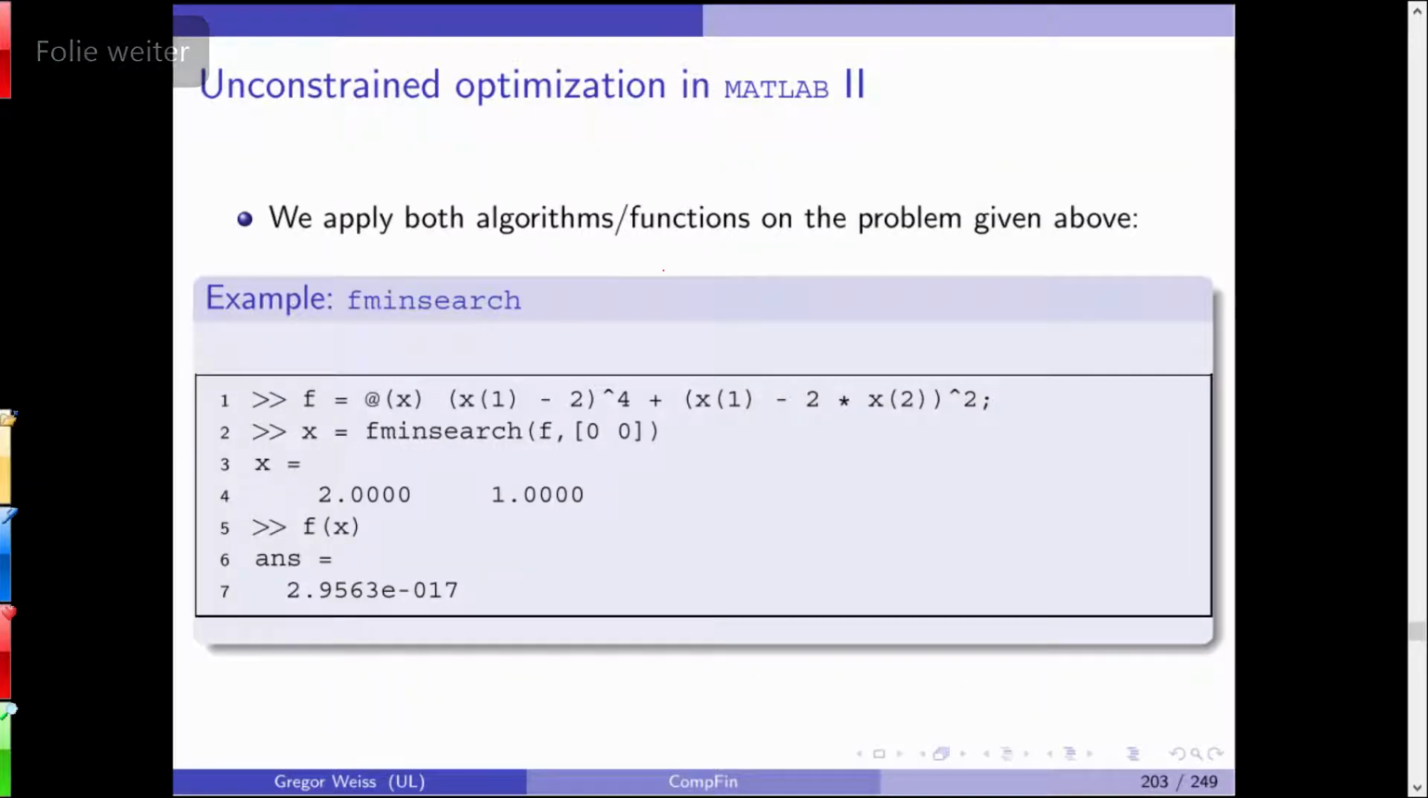Now we start with fminsearch. We first define our function with the function handle at, and we can just say x equals fminsearch of f, and as a starting vector we use the 0 vector. The result is x equal to almost 2 and almost 1, and the function value here is 2.9 times 10 to the minus 17th power. So it's close to 0, at least it's the best we can do on this computer. But 2 and 1 is a good solution.